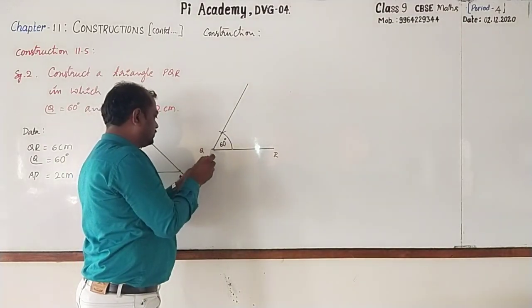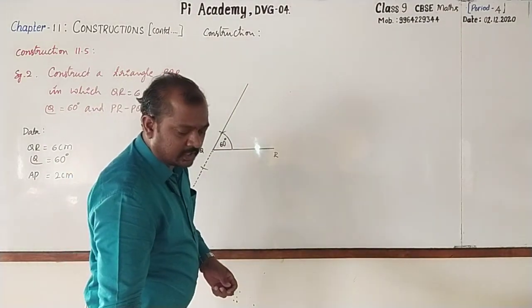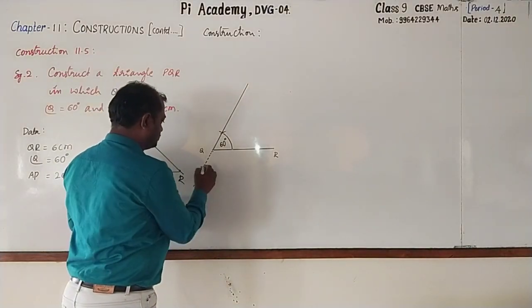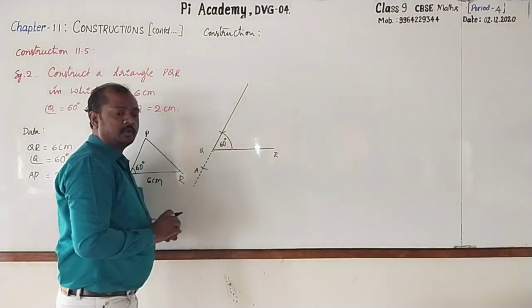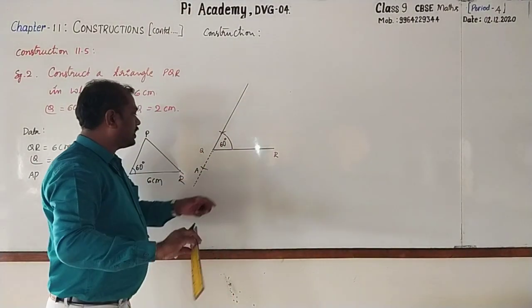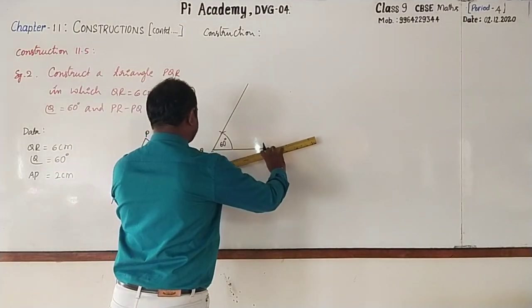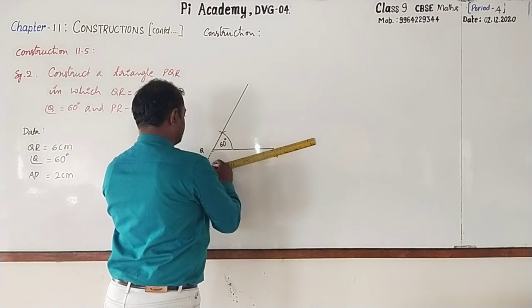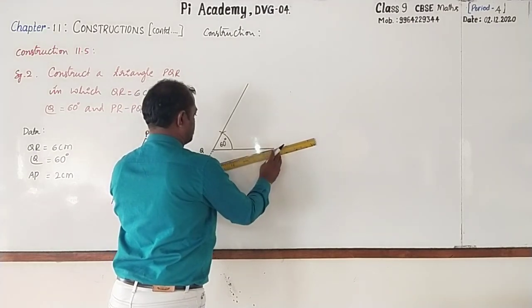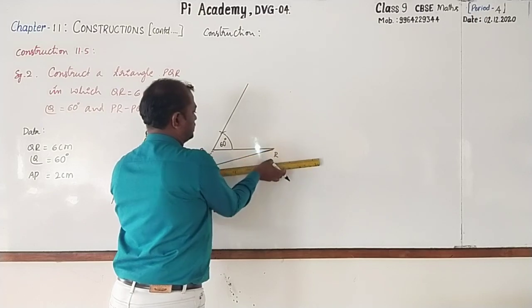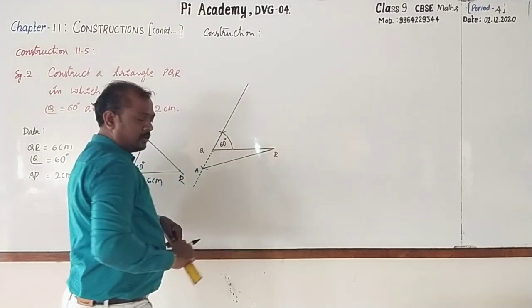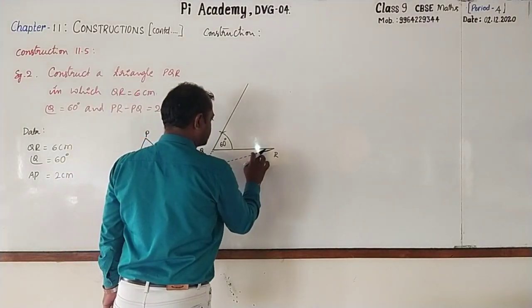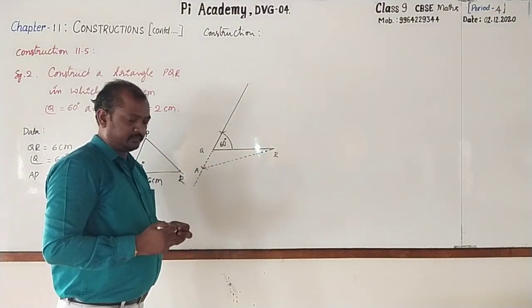With Q as center, draw an arc which cuts the line at a point, you may name this point as A. Now join AR. Take scale and pencil, join AR. Next, let it be a dotted line because it is not the side of the required triangle.